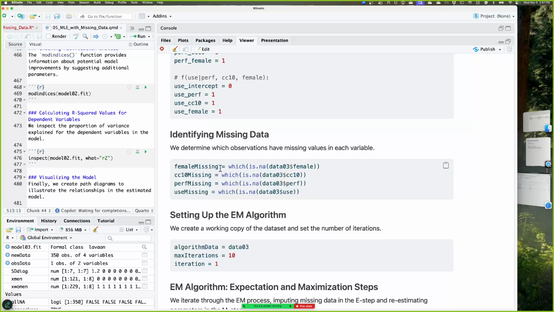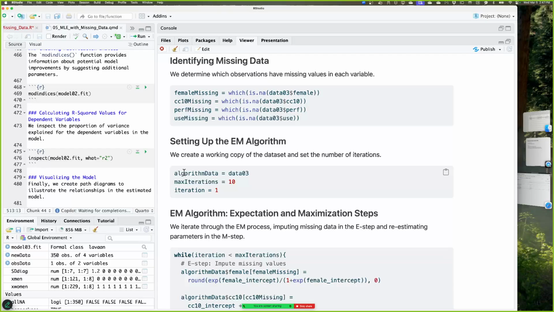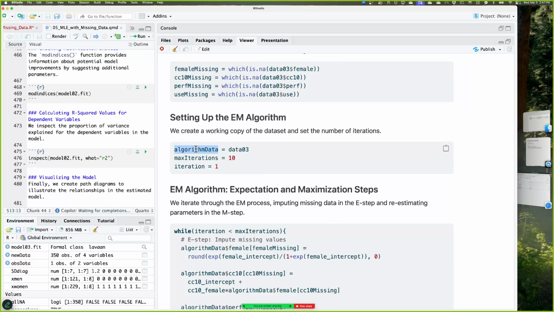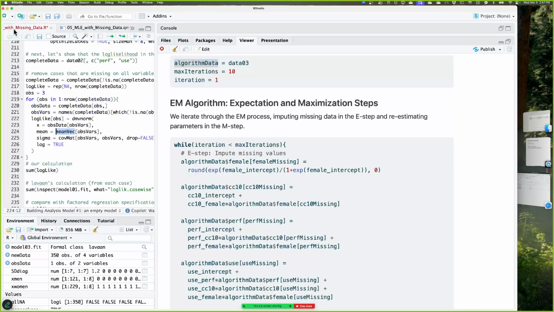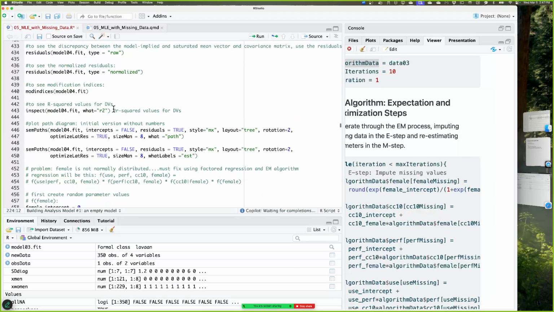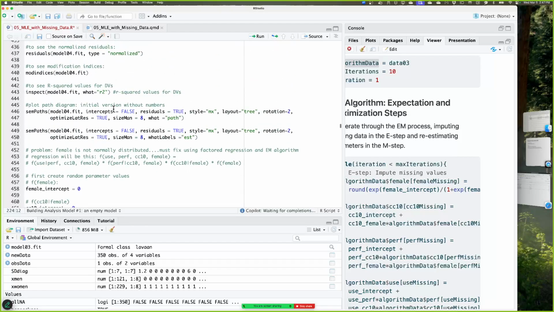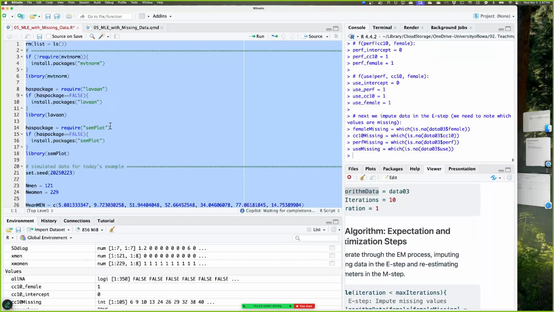So here, each of these is missing. That tells us who we need to impute data for. So I'm going to set up an EM algorithm. I call my algorithm data data 3, or I basically give my algorithm data that, because what I need to do is I need to impute the missing values at every step of the E step. So that algorithm data will not overwrite our original data going into it. And this is what happens. Let me flip to my R code here. All right. This is going to take just a second for me to get run again.